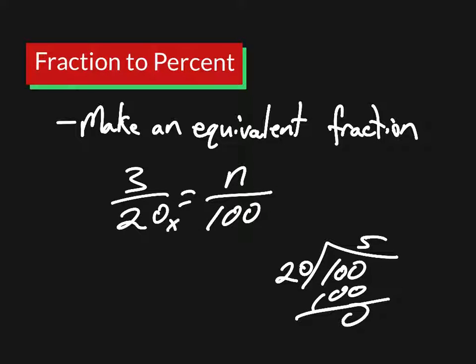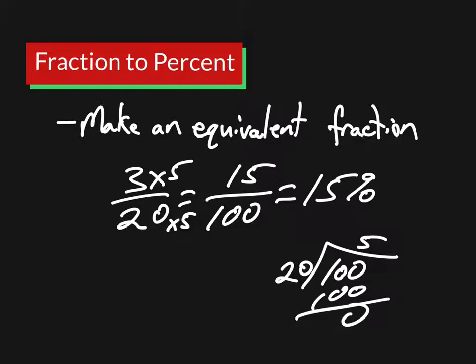So 20 times 5 would be 100, so 3 times 5 gives us 15. Percent means over 100, so 3/20 means 15%. But there's an easier way to do this.